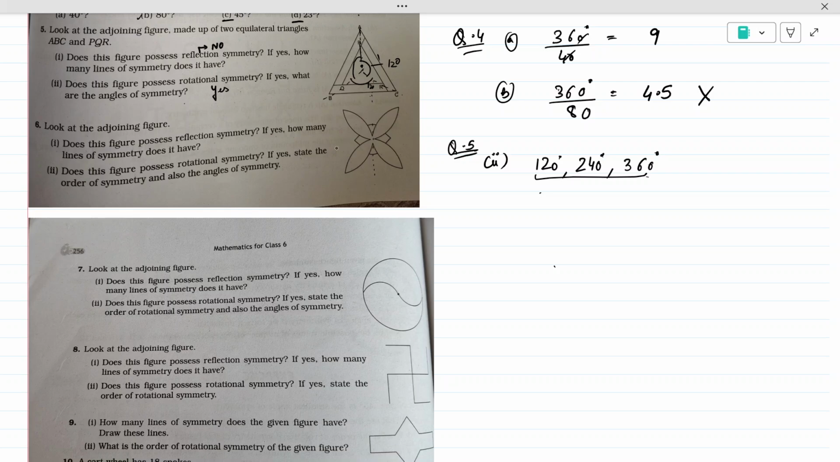That is true. Also, if I try to divide it here and overlap, again it will have this reflection symmetry. So along the vertical line and along the horizontal line, it is possible. So does this have reflection symmetry? Yes. How many lines? Two lines. One is vertical and one is horizontal, right? Next, does this figure possess rotation symmetry? Now this is what we have to check here. If yes, state the order of symmetry and also the angle of symmetry it has.